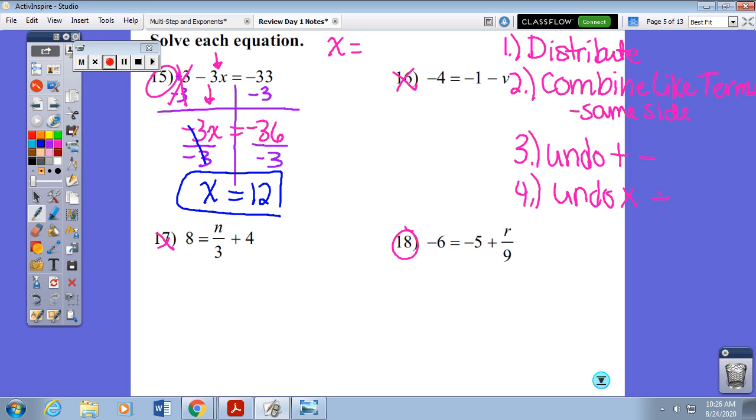Now the next one, I'm going to show you a handy dandy trick here. It's not really a trick. It's just a different way to organize. I like my variables on the left side. So I'm going to move this equals negative 6 to the right side. I didn't change the problem in any way.